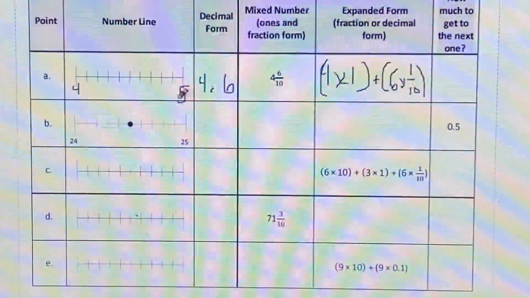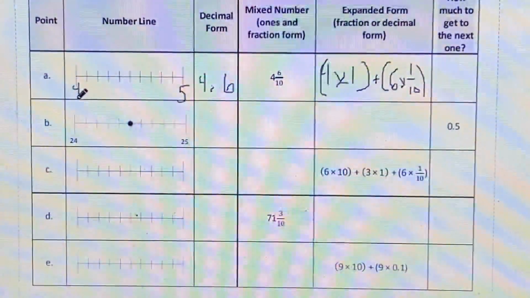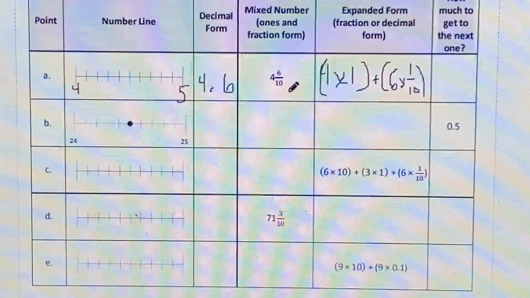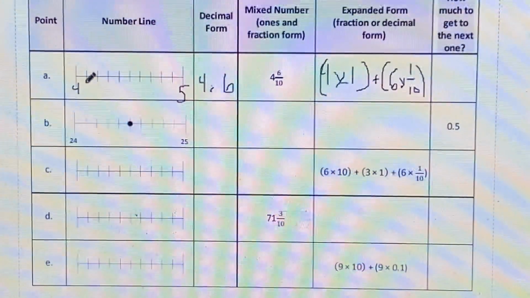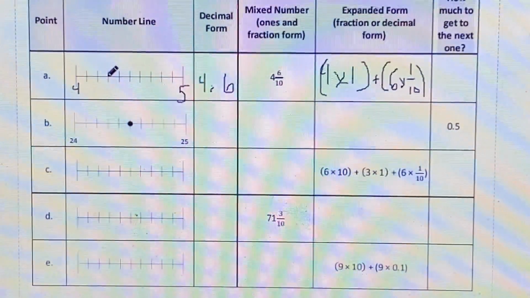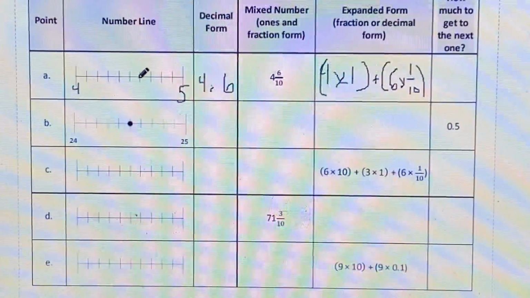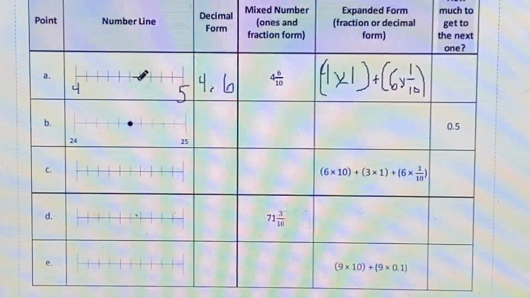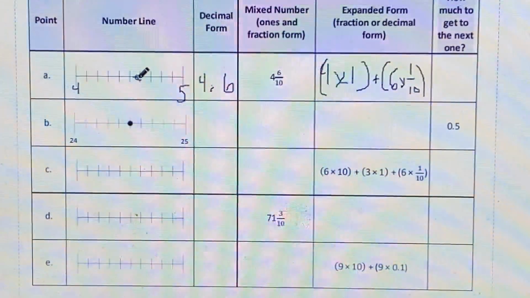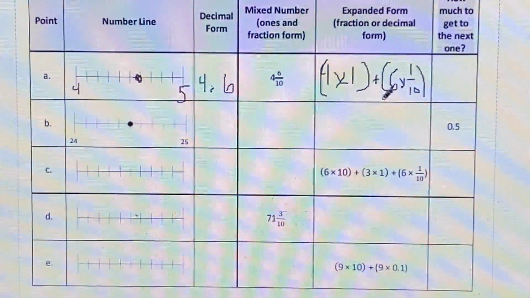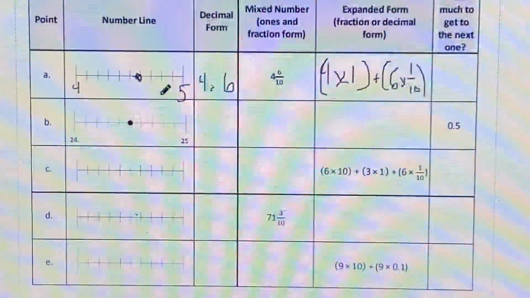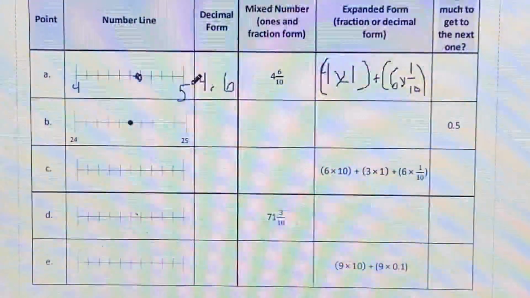All right. Now, if I know that I'm at 4 and I need to also represent 6/10, all I have to do is count 6 more tenths. 1/10, 2/10, 3/10, 4/10, 5/10, 6/10. And I'm going to make a little mark. It's not perfect, but I'm going to make a little mark. All right. And we've now shown what 4 6/10 looks like on the line.